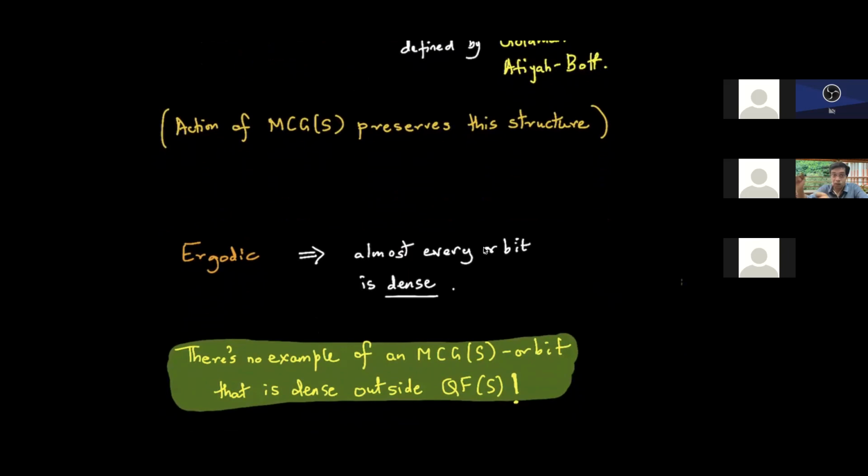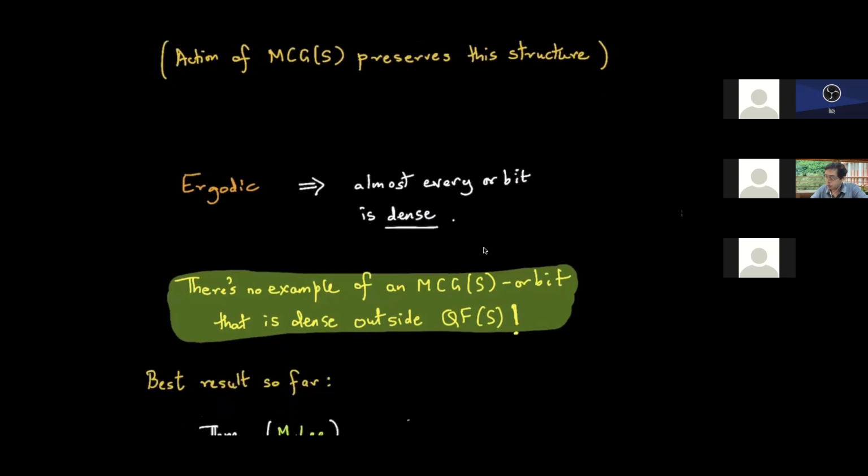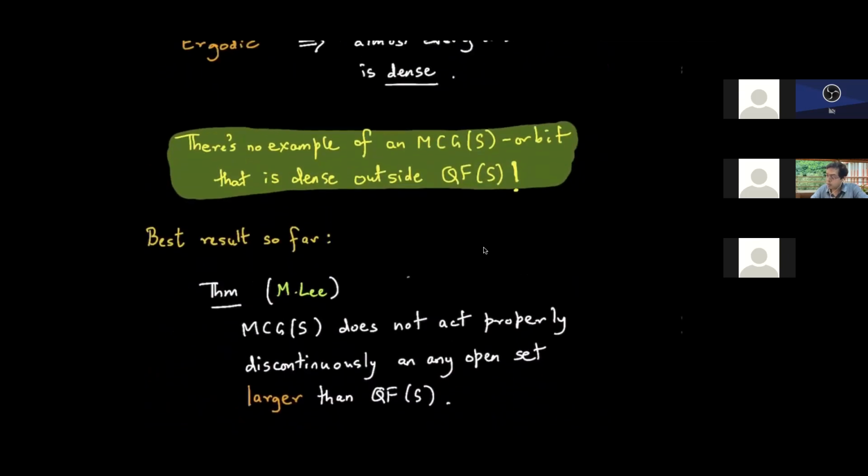Okay, so outside this quasi-Fuchsian open set, if the conjecture is true, there should be plenty of them, but I don't think there's one that's known. And the best result so far is this result of Michelle Lee from about 10 years ago, where she showed that the Fuchsian open set is the largest open set on which the action is nice, in the sense that it's properly discontinuous.